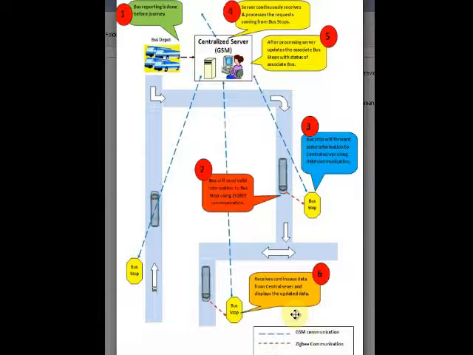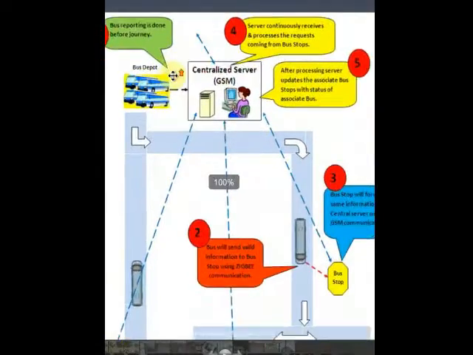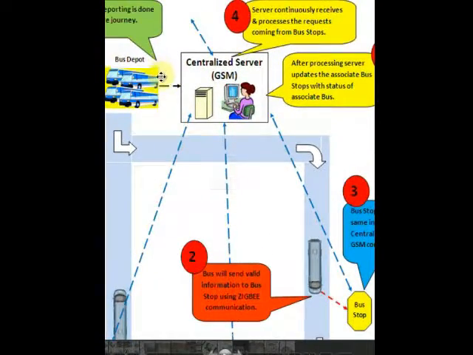Each ticketing machine has a Zigbee module connected to it, and each bus stop has two modules, a Zigbee module and a GSM module. When the bus starts its journey, a bus reporting is done. That is, information related to the bus ID and the route ID is given to the particular ticketing machine.